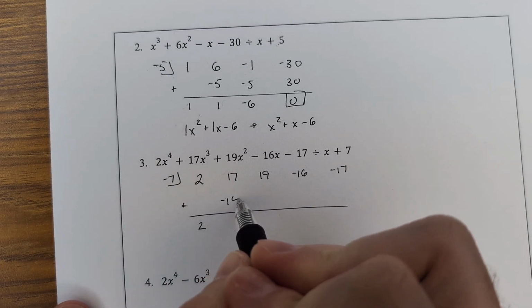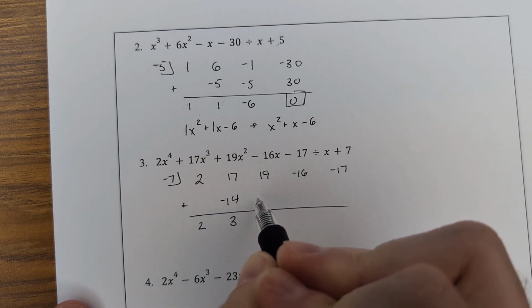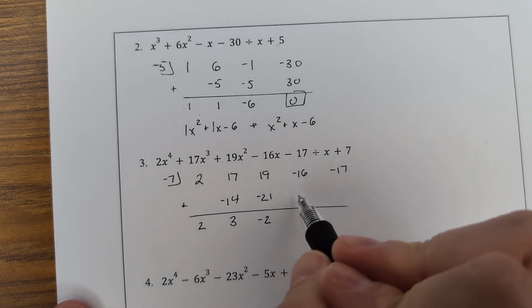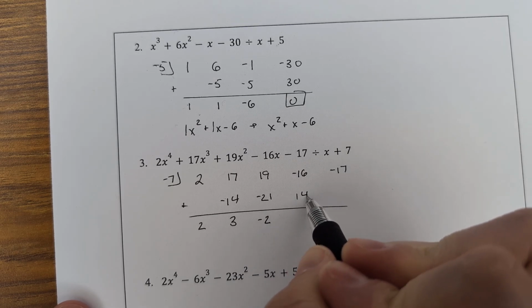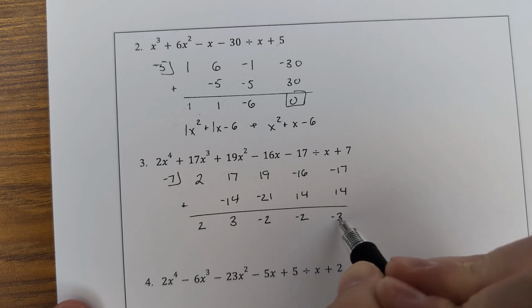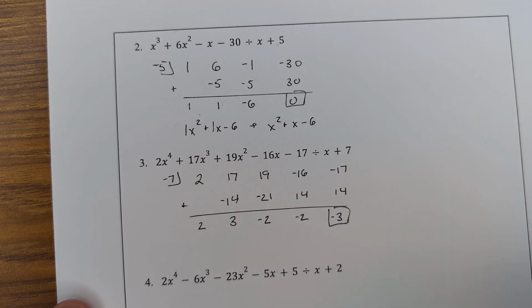So multiply is going to be -14 and add is 3. Multiply is -21 and add is -2. Multiply is +14, add is -2 again. +14, add is -3. So in this case, I do have a remainder.